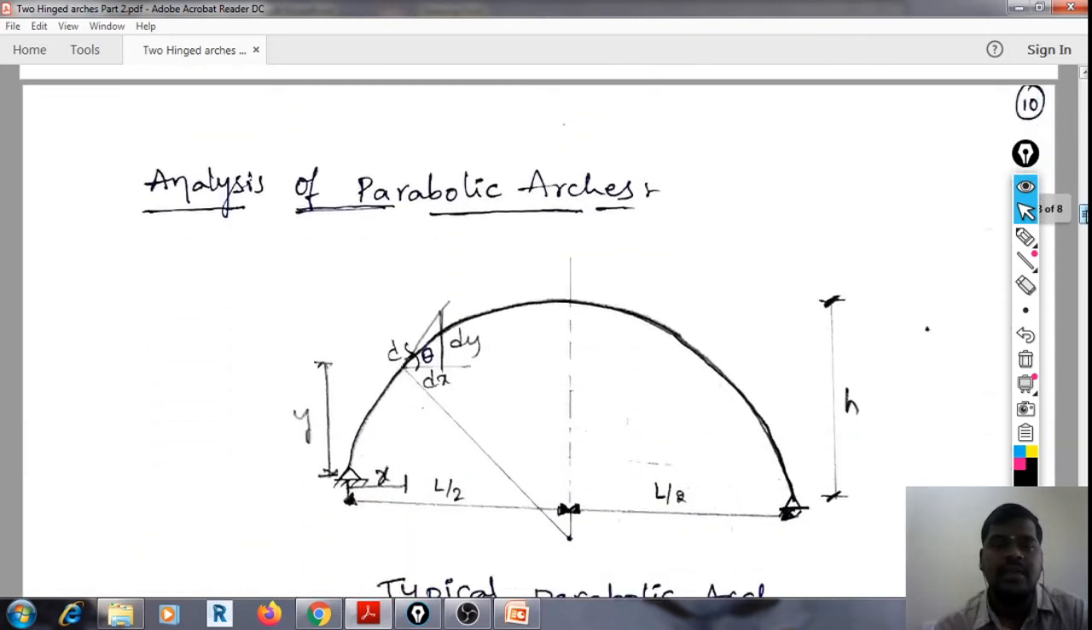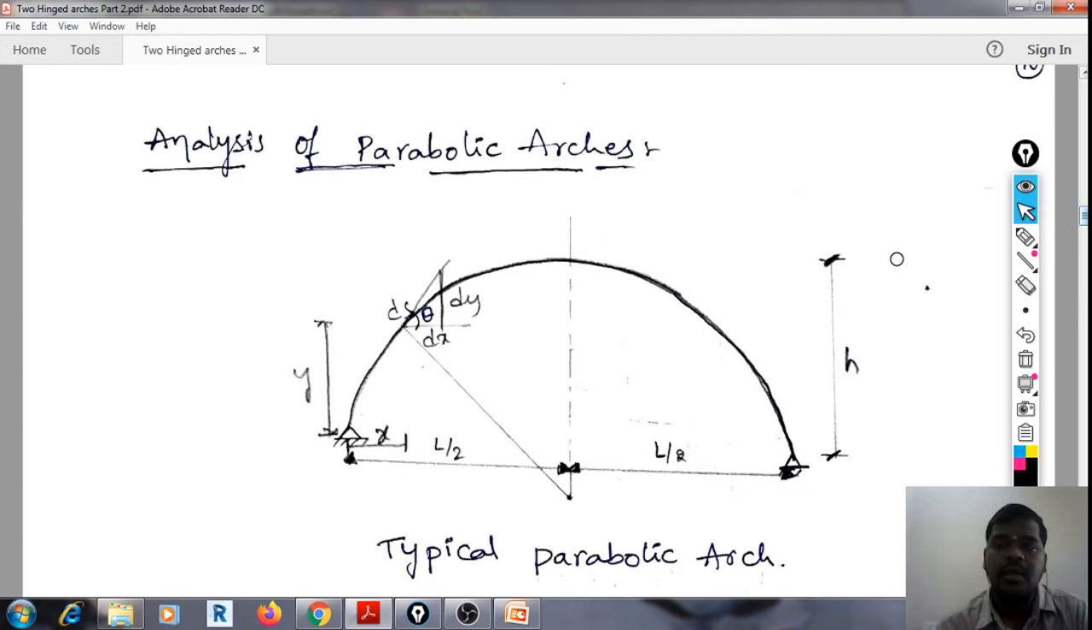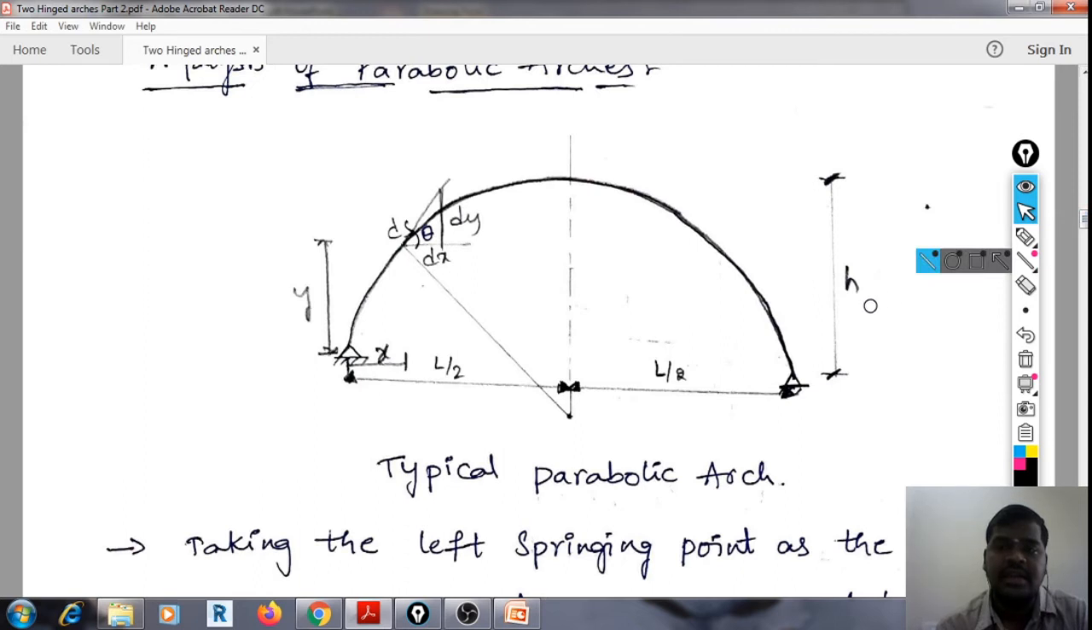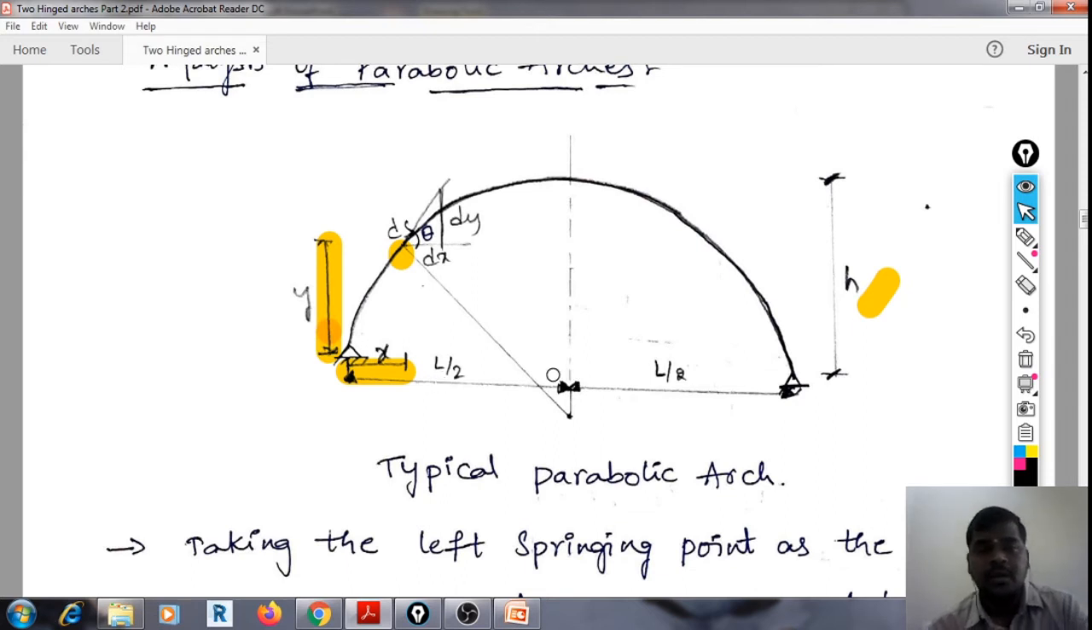Next, coming to the analysis of parabolic arches, the same nomenclature can be followed here. The L by 2 and L by 2 are the half of the length of any type of arch, and we have rise h here. This is the horizontal distance from the springing to the point P, and this is the vertical distance from the point to the springing. Fine. So this is considered as small dx, and this is considered as dy, and this is considered as ds.